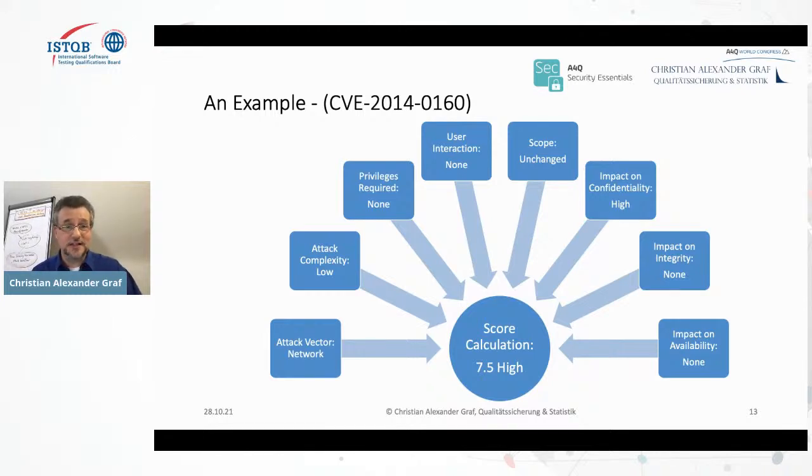The impact on confidentiality is high because you can get anything that's in the memory. The impact on integrity is none because you can't destroy anything, you can't change anything really on the system, but you can get everything that's in memory. And the impact on availability is also none because you can't use this for a denial of service attack. And if you put that in the calculator for the CVSS, you get a score of 7.5, which is high. You might try that with the calculator on the NIST web page, for example, if you like.